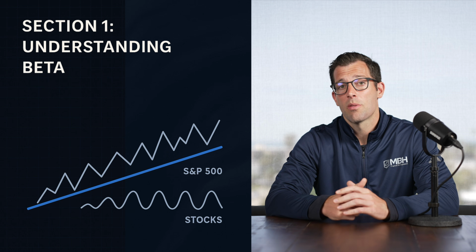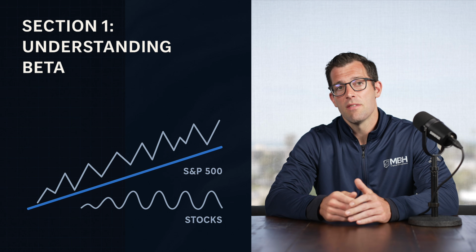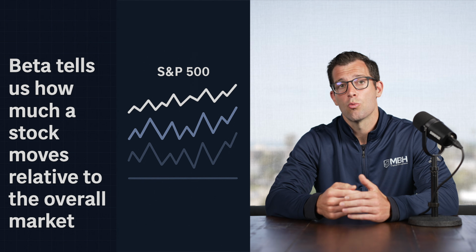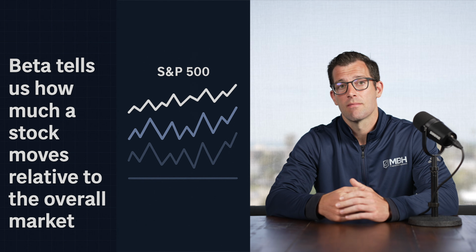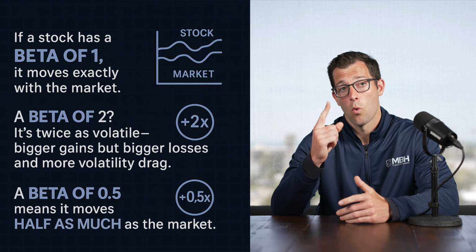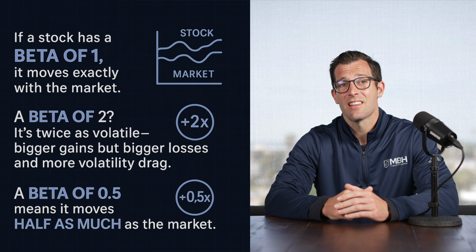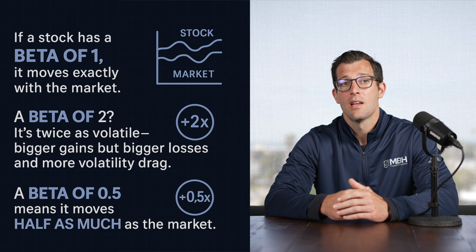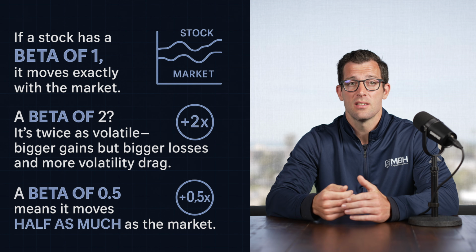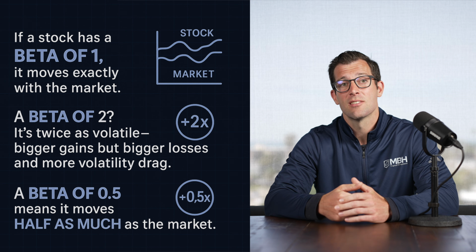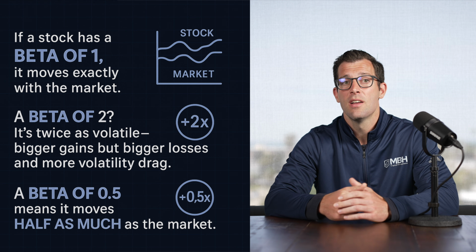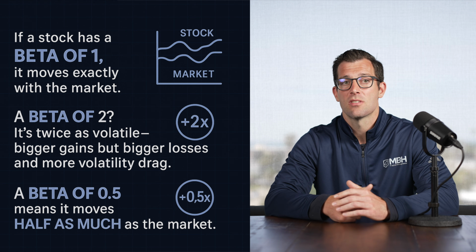Let's first start with beta. Think of the S&P 500 as the foundation of your portfolio. Beta tells you how much a stock moves relative to its overall market. If a stock has a beta of 1, it moves exactly as the market. A beta of 2 is twice the volatility. Bigger gains, but bigger losses and more volatility drag. So it's actually worse than the market. A beta of 0.5 means it moves half as much as the market.